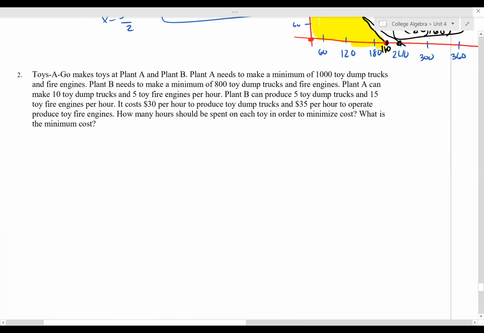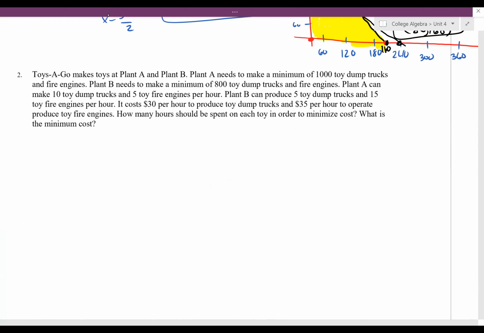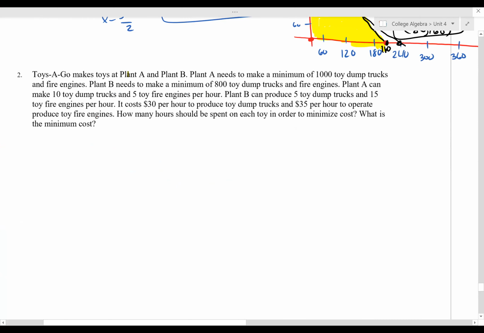How many hours should be spent on each toy in order to minimize cost, and what is the minimum cost? What throws people off with this type of question, I can tell you right now, is you've got Plant A and Plant B, and then you've got dump trucks and fire engines. So what are your variables going to be? Is X going to be Plant A and Y is Plant B? Or is X going to be dump trucks and Y is fire engines?